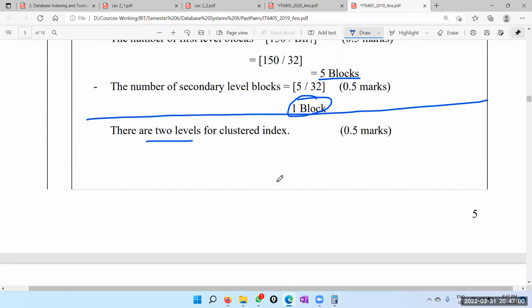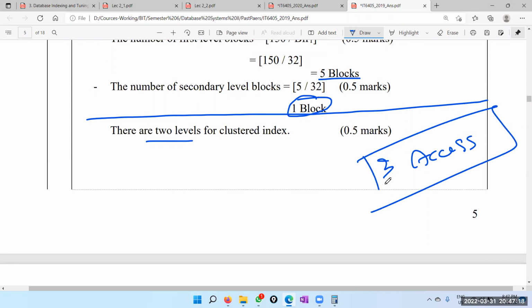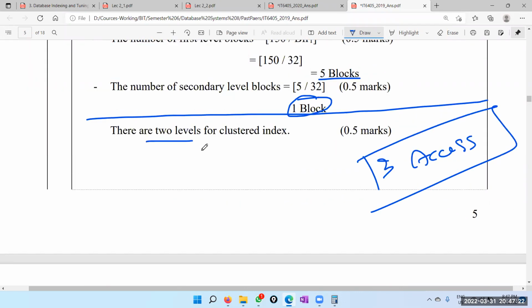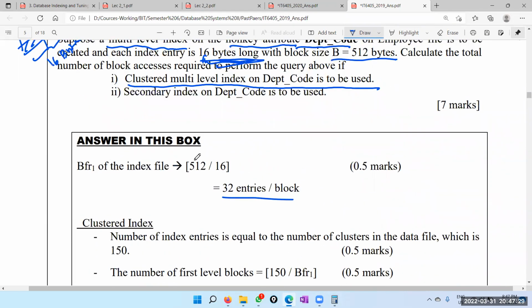So a 2-level clustering index means you have 2 accesses, and 1 more access because now you get the block pointer of the master file. So that means three accesses. But the question has not said how many accesses. So the examiner has just found the number of levels and stopped. He is not actually answering the question.